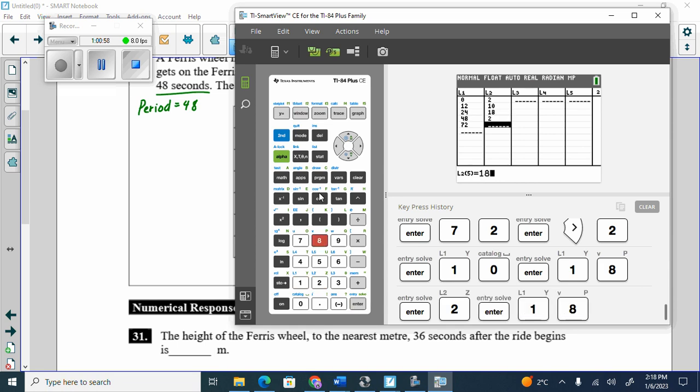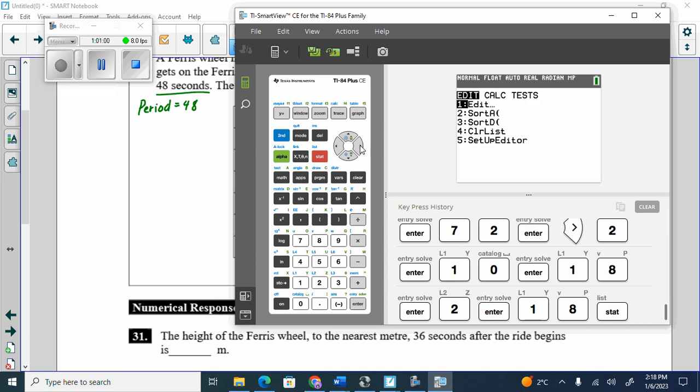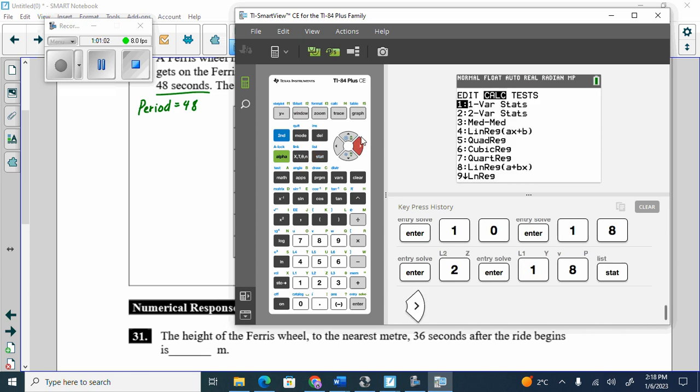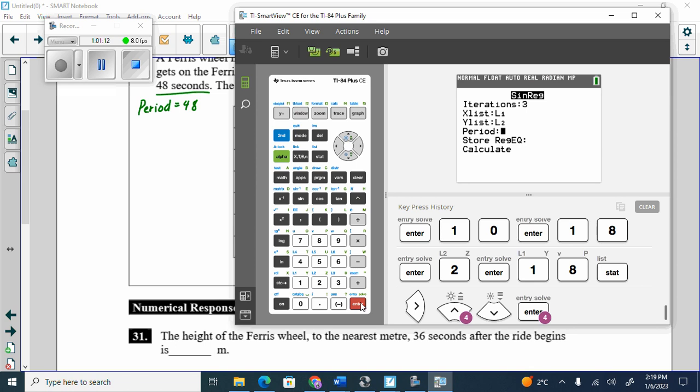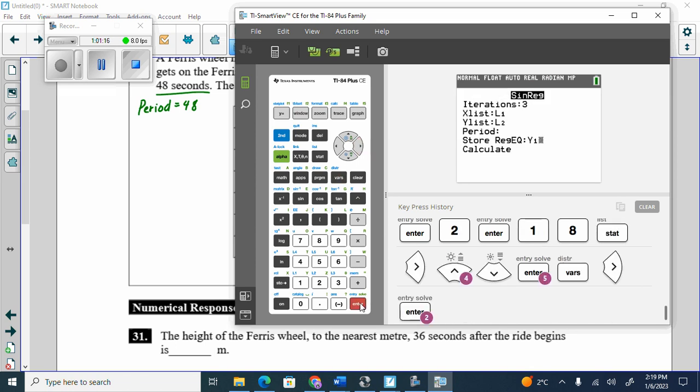It's a Ferris wheel, so it's a sinusoidal, so we go stat, calc. Remember, it's 4, 5, 6, 9, 0, or C. Sinusoidal is the C. So you can arrow up and get there faster, but you could arrow down and get to it as well. Okay, so I have my equation.